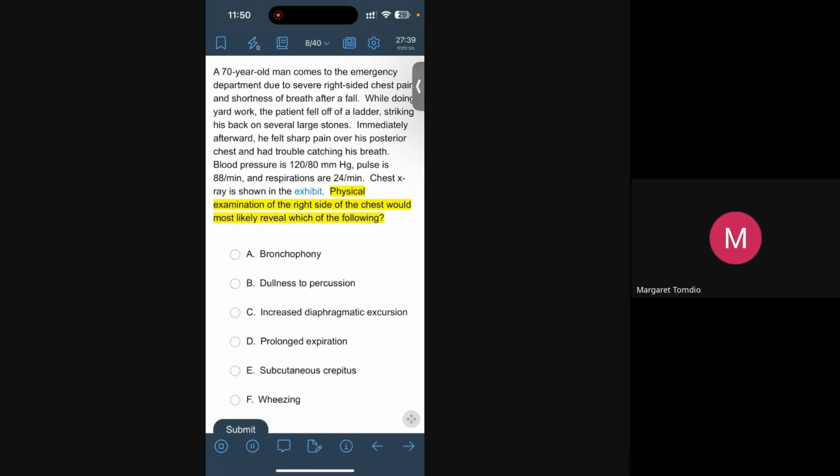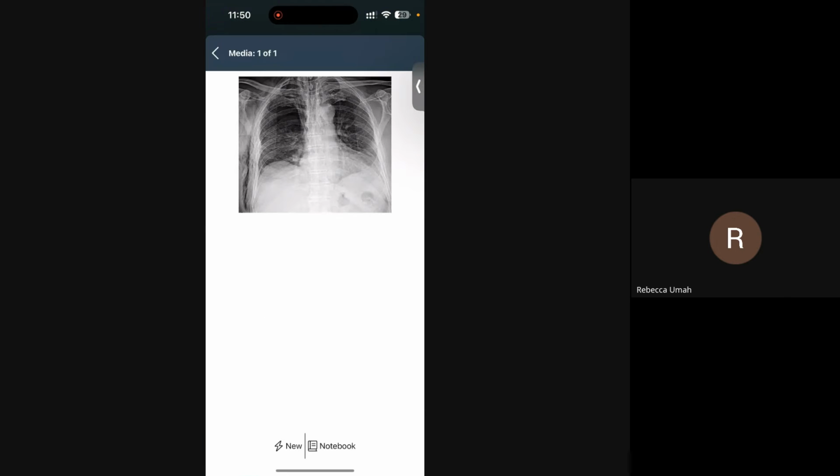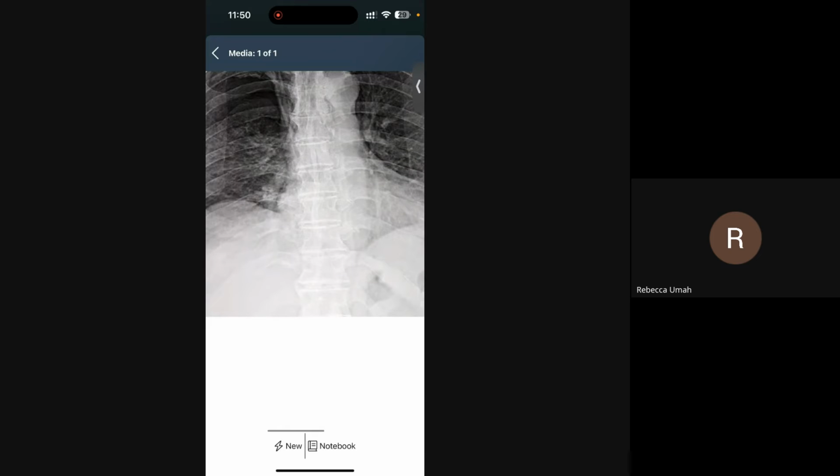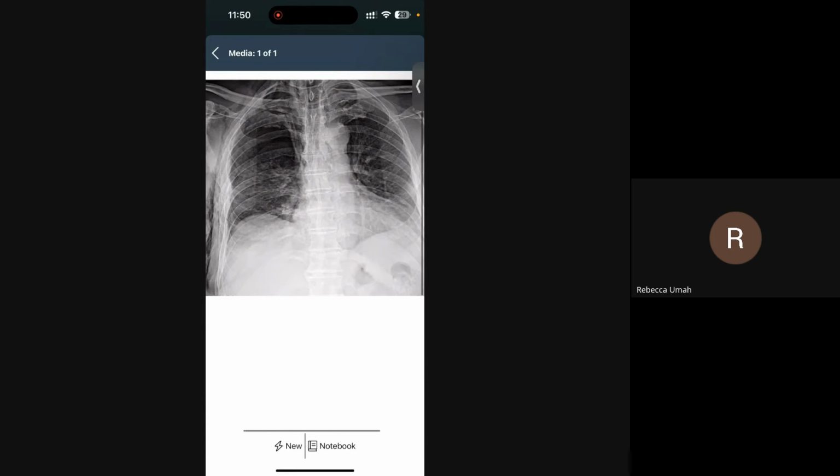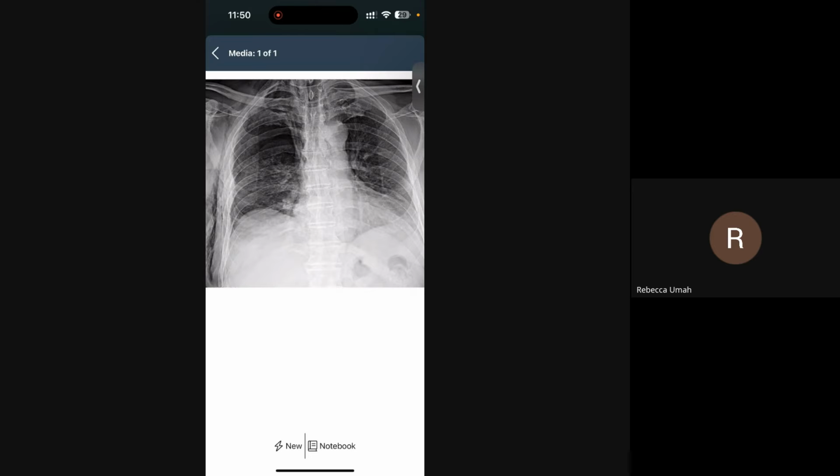A 70-year-old man comes with severe right-sided chest pain. Can we see the exhibit? Is this pleural effusion in this case? No, it is not pleural effusion. Is it emphysema? No.